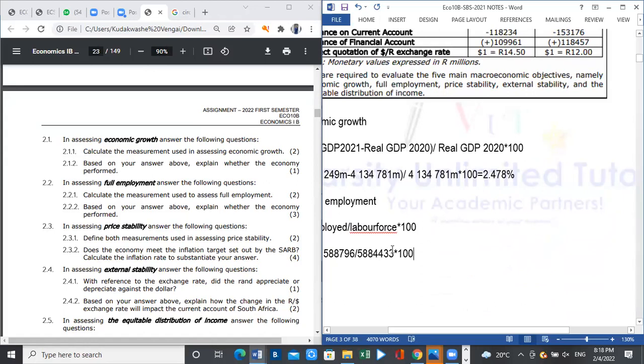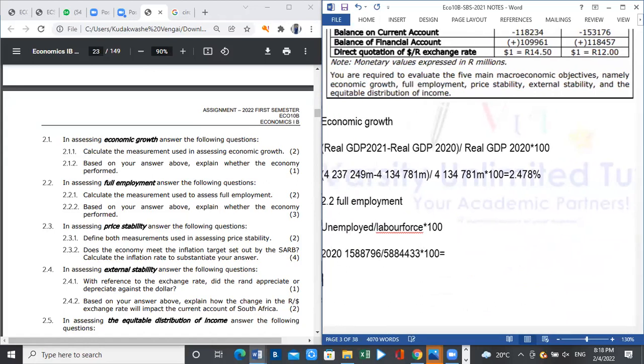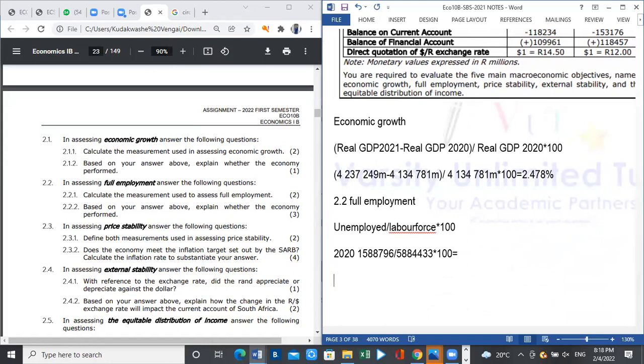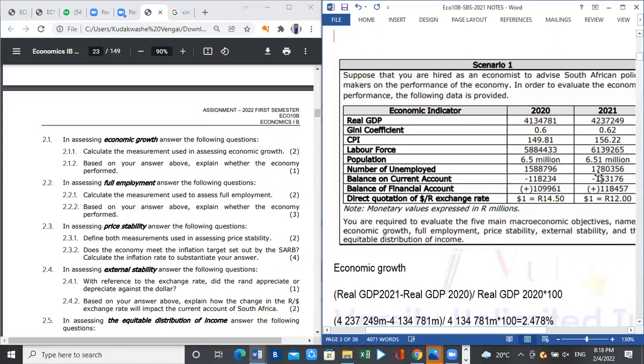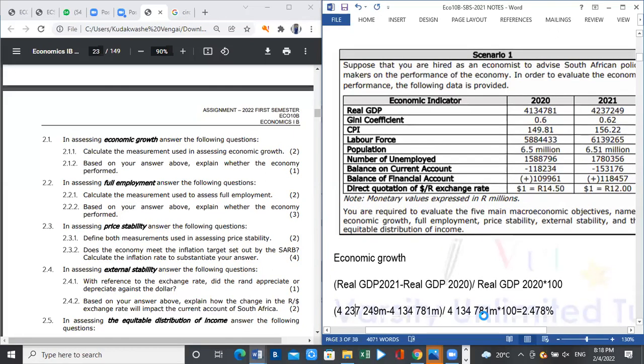Times 100. So for 2021, those with calculators, can you help us? Then for 2021, we are saying 1,780,356.